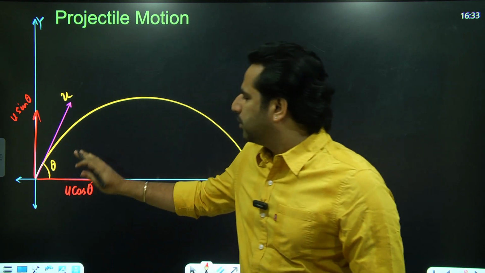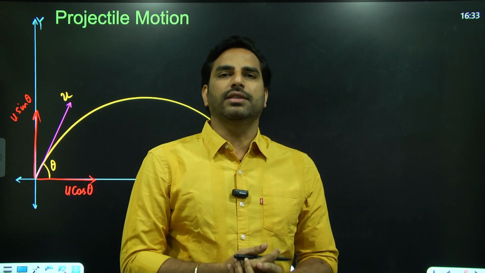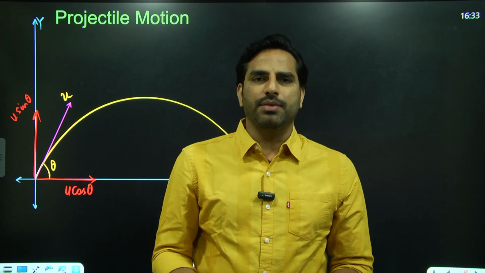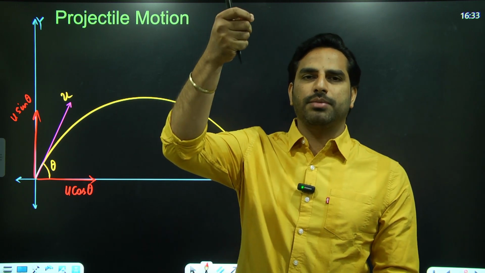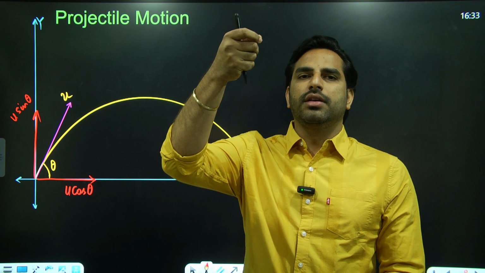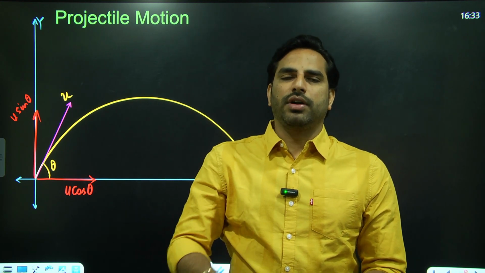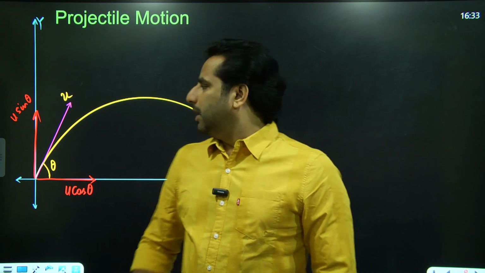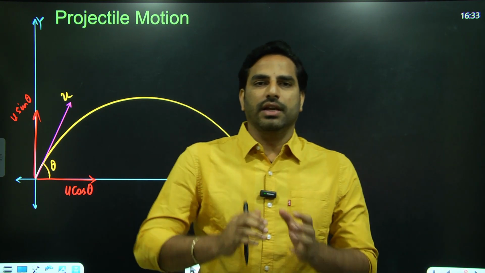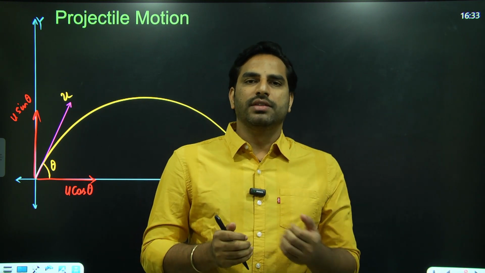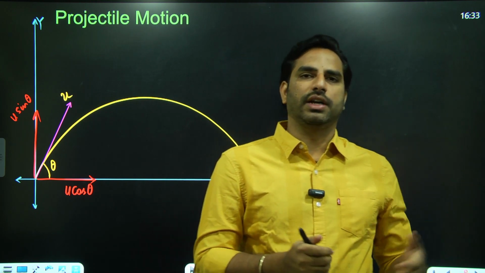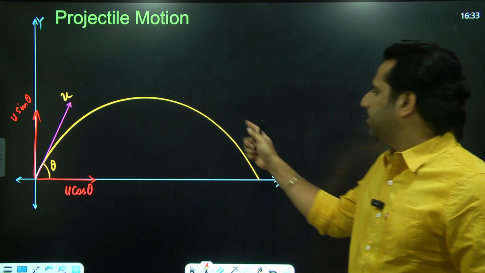Now forget about u cos theta. Suppose there is only u sin theta. Then it is like a vertically projected body. It goes to certain maximum height with decreasing velocity. Velocity becomes zero. After that, it returns back to the point of projection. Now both are happening simultaneously. It is going up and coming down. Simultaneously, it is moving in the horizontal direction. So the path is the parabolic path.